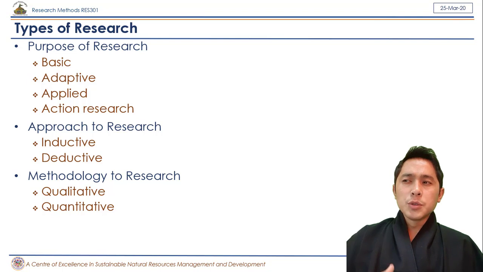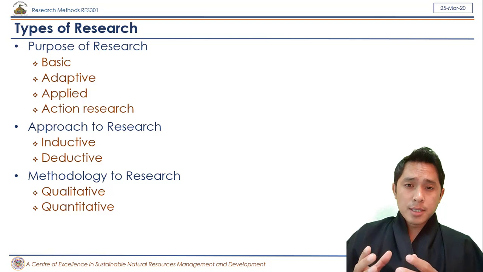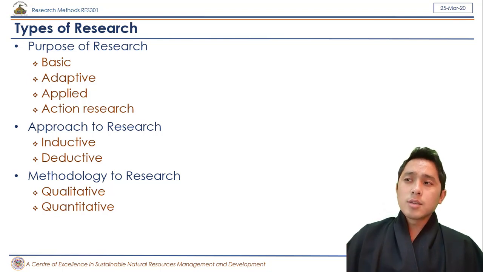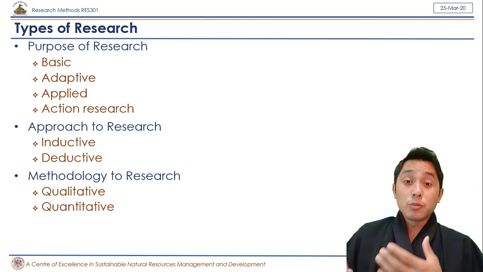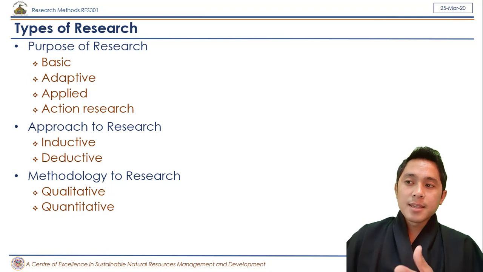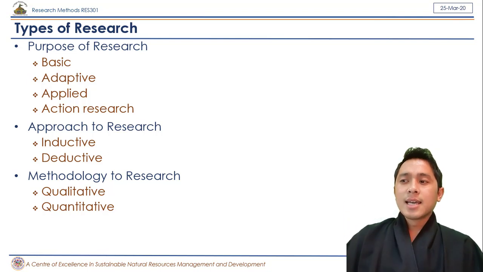To work with the purpose, we have basic research. Is your research meant to collect mainly basic information? Is your research to adapt a new technology or method? That's adaptive. Is your research going to see how applicable your basic knowledge from basic research is? That's applied research. Is your research mainly action oriented? That's action research. And looking at the approach, we saw what exactly inductive and deductive are, which we are going to look at again. And yes, we are going to even look at qualitative and quantitative.